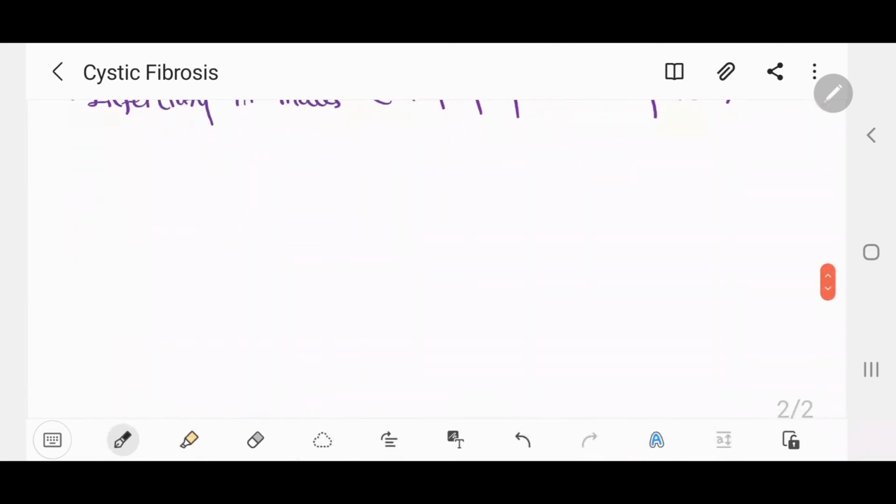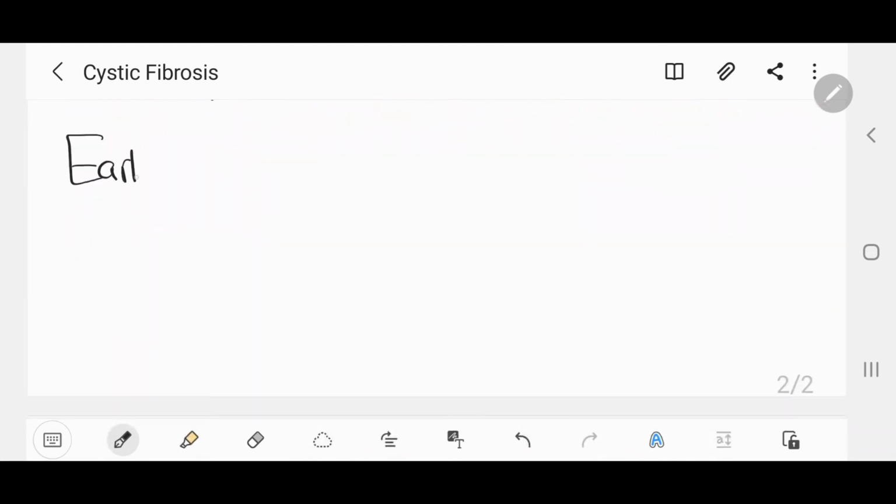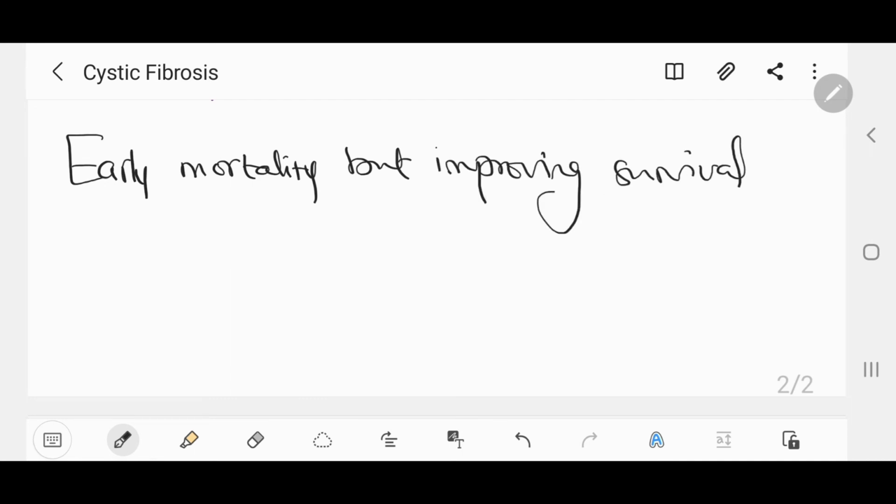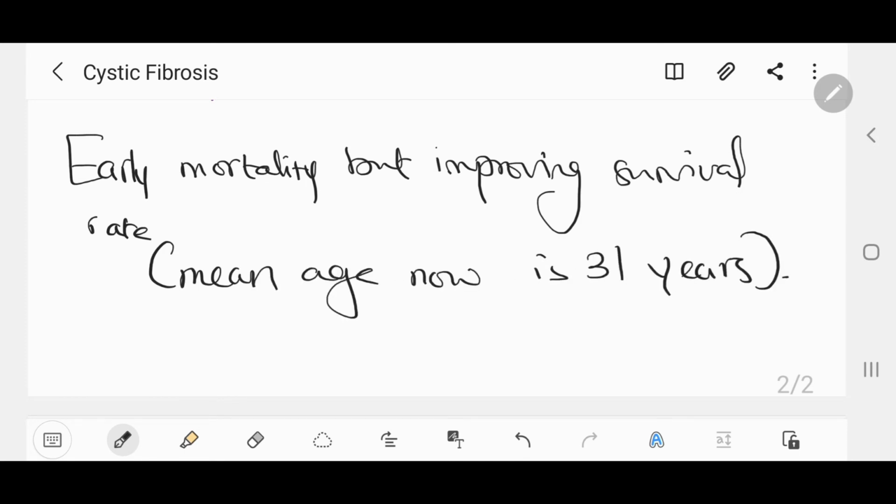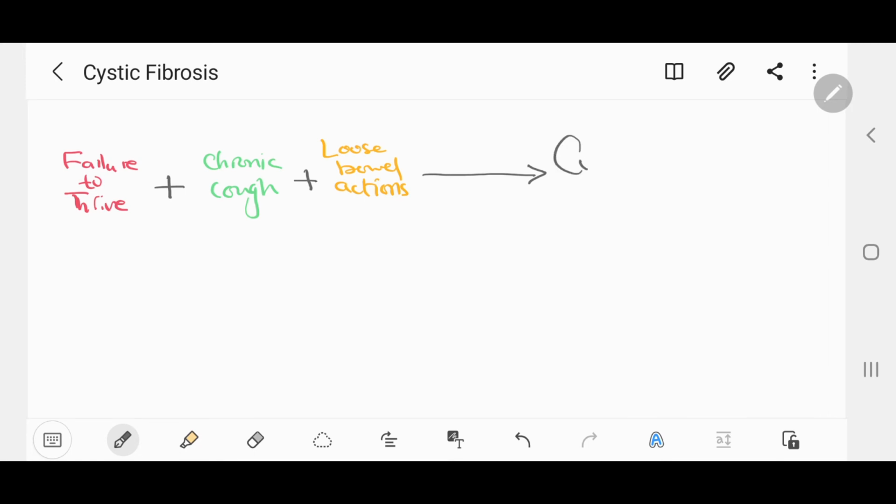So patients with cystic fibrosis usually have early mortality, but fortunately, due to the improving treatment, now we have improving survival rates. The mean age is 31 years. So the diagnostic triad for cystic fibrosis is failure to thrive, chronic cough, and loose bowel actions.